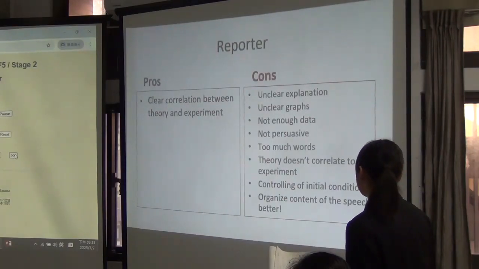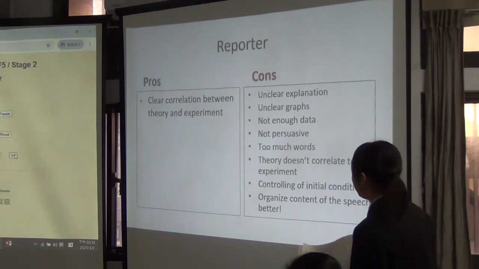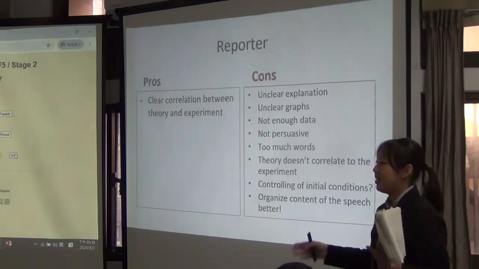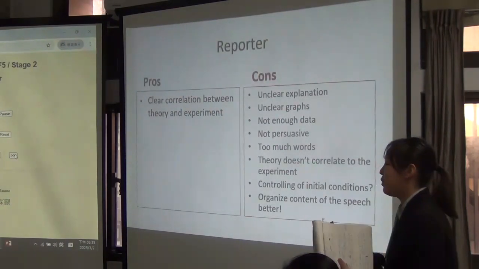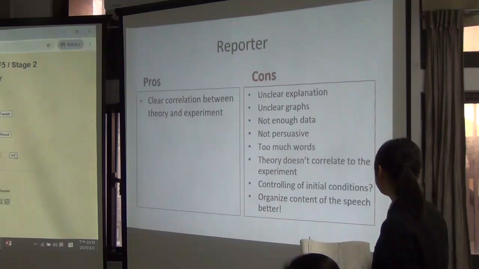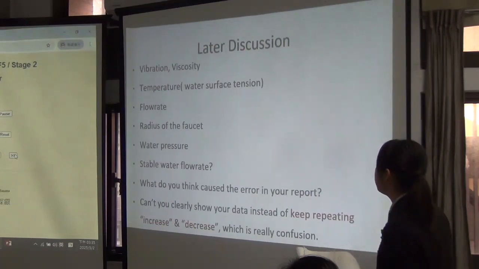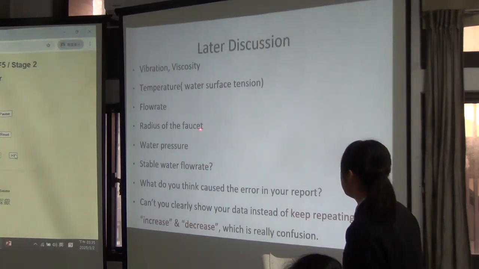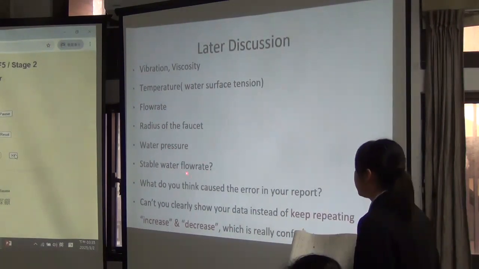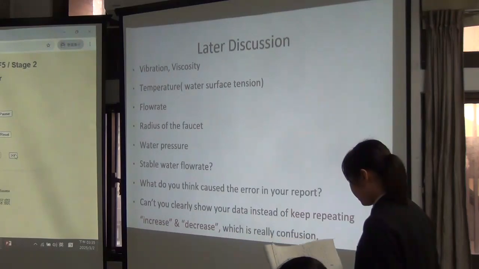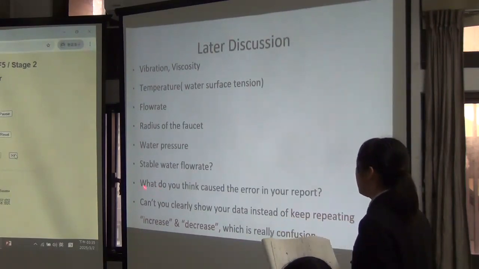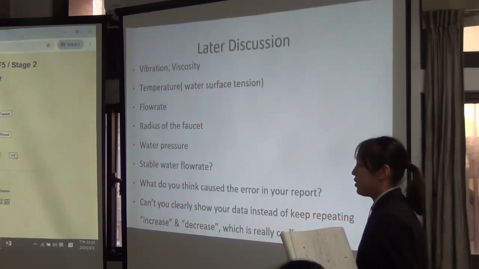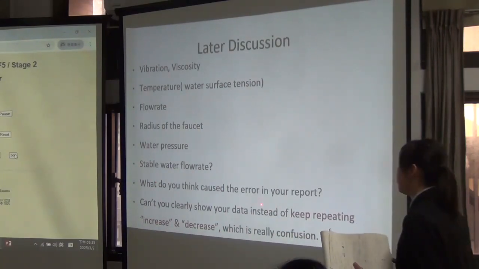And organize the content of the speech better. I think it's just like what I said: you have to have a chart or something to sum up your summary. And I think their discussion will cover this. And here are some points: the flow rate, radius of the faucet, water pressure, and stable water flow rate. And I'll ask her, what does she think will cause the error in her report?